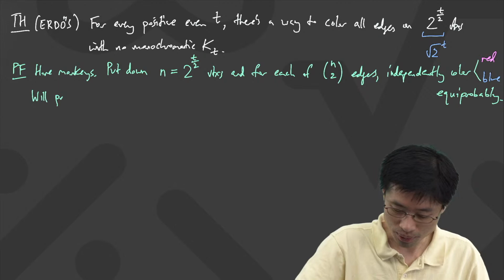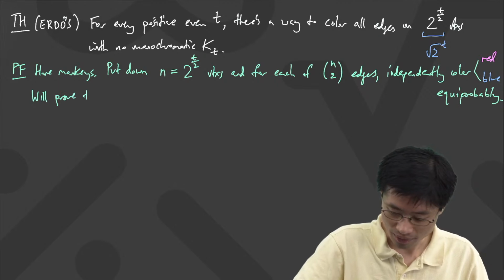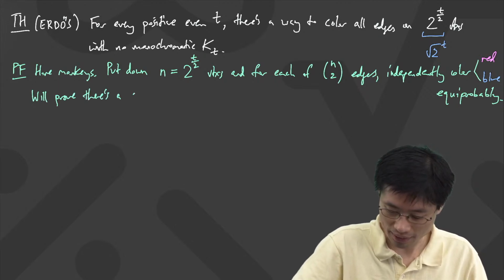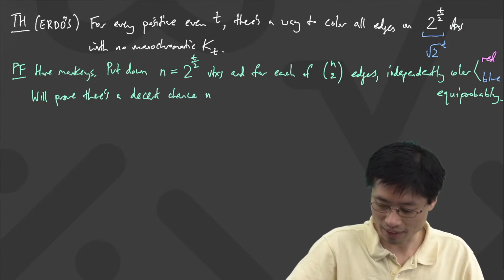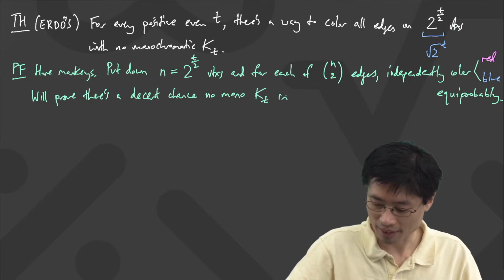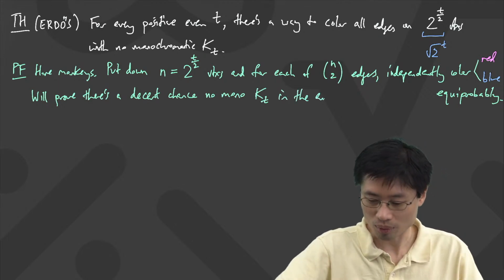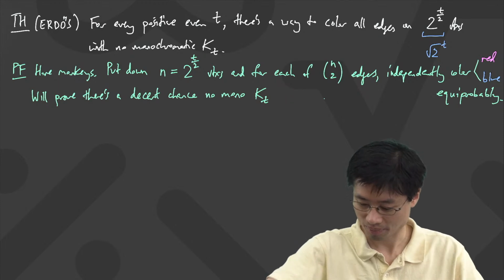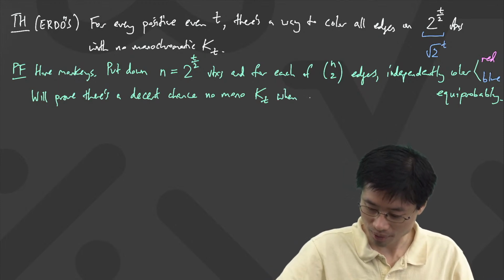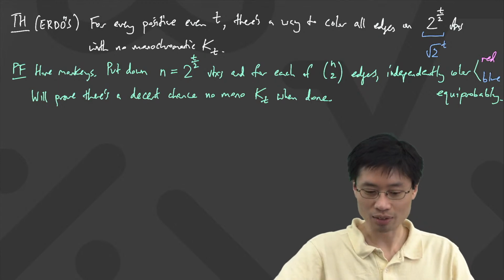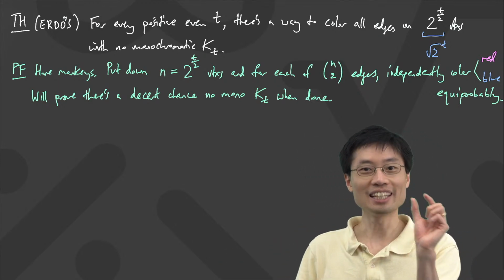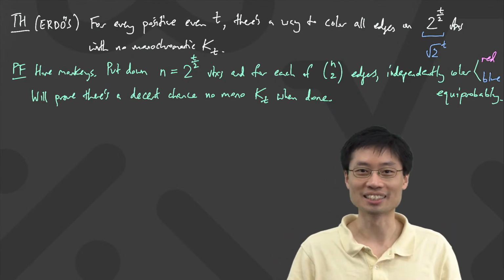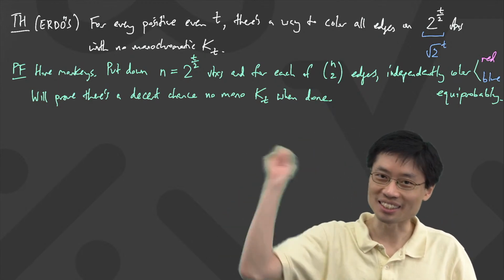Will prove there's a decent chance that there's no monochromatic KT in the end, when they're done. Now, notice I said there's a decent chance, because there's an indecent chance, but a positive chance, that the monkeys just all decided to color red.